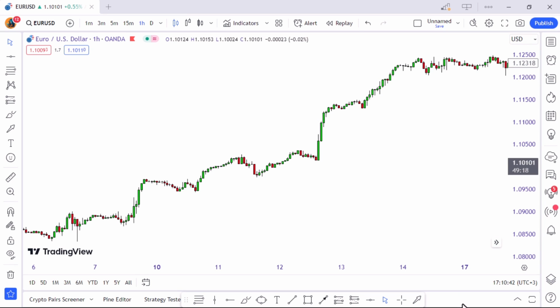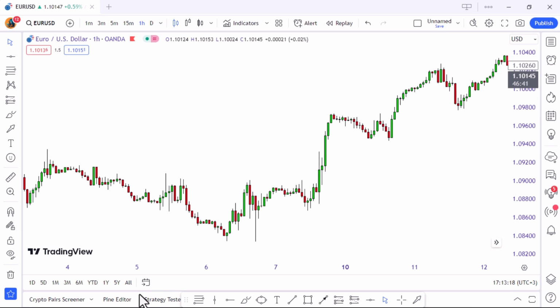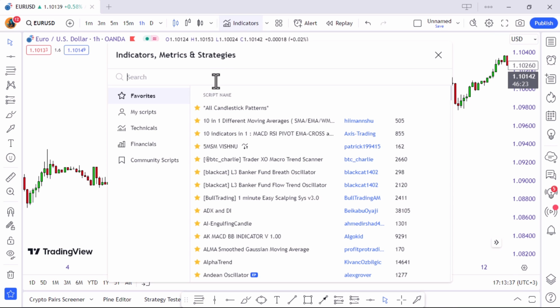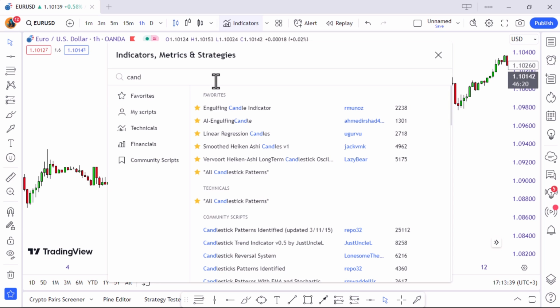But if you're familiar with the concept, there are many different types of candlestick patterns. However, there is actually an indicator that is able to combine and show us all of these patterns at once. Let's first add the indicator to the chart. Head over to the indicator search tab and search for the candlestick patterns indicator. Select the all candlestick patterns indicator by TradingView and add it to the chart.